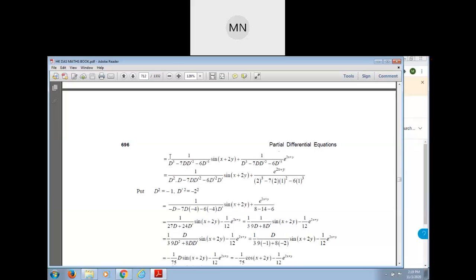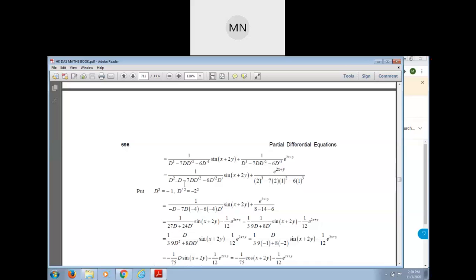Just here see that D cube. We just put the value for D square. So here see the first term. The first term is D cube. So we write D cube as D square into D. Is it clear? And the second one is minus 7 D D dash square. And the last one is minus 6 D dash square into D dash. Because we have to put the value for D square, D dash square and D dash.